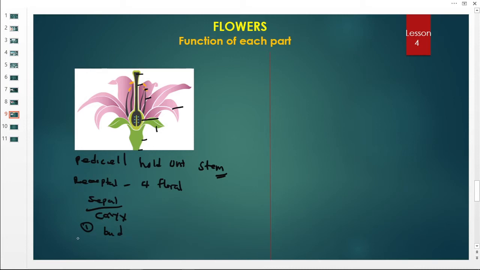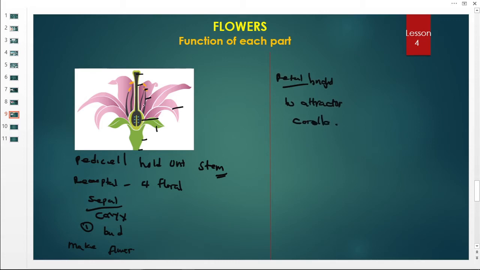Apart from that, we see them with chlorophyll, which means that they also make food for the flower. Then we have the second floral whorl, that is the petal. The petals have a bright color. They are brightly colored in order to do what? To attract pollinators, as we are going to discuss further. When the petals are very many, in a group, they form a floral whorl called the corolla.